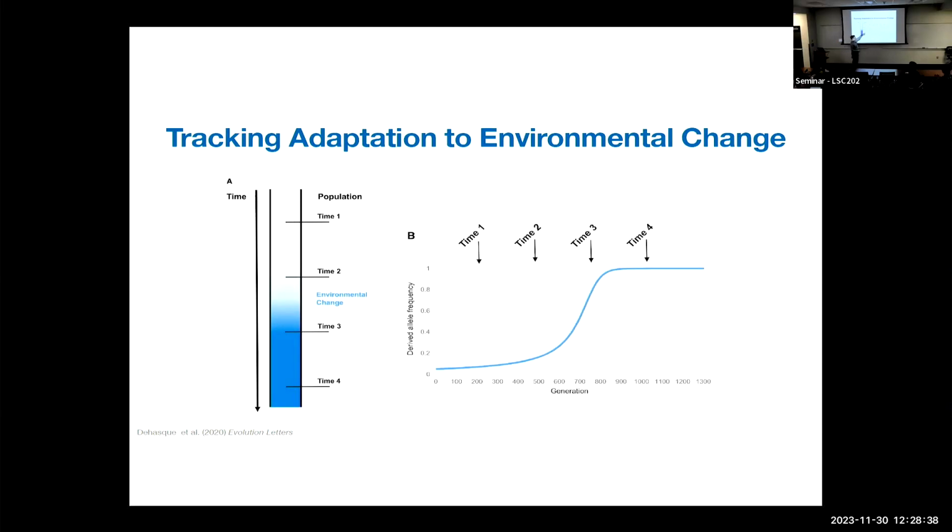And then you have the same thing here, right? Time 1, 2, and 3. We know that the change happened here. And then you trace the derived allele frequency of a specific mutation, and you see that it increases in time, and it happens around the time that there was an environmental change. So this is the basic idea of most people studying natural selection with ancient DNA. So can we actually do this?